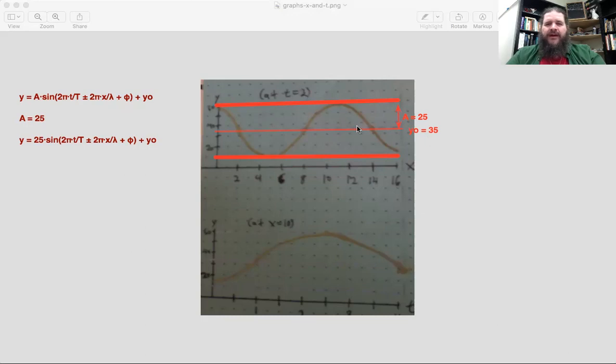You can also find it directly from the highest and lowest points by just taking the average. The average of 60 and 10 is 35. So we can fill that in as well. And that leaves us with period, wavelength, phase shift, and plus or minus to decide. Any thoughts on how we could find any of those pieces of information?